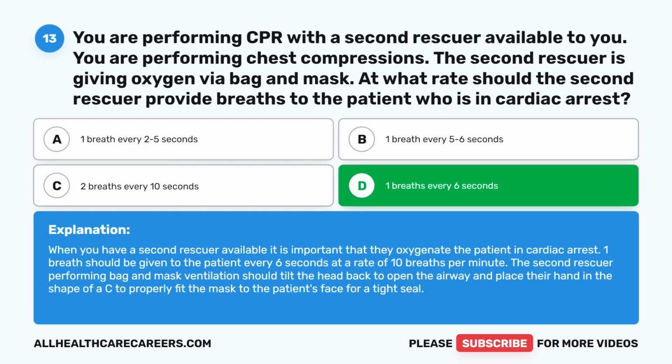When you have a second rescuer available, it is important that they oxygenate the patient in cardiac arrest. 1 breath should be given to the patient every 6 seconds at a rate of 10 breaths per minute. The second rescuer performing bag and mask ventilation should tilt the head back to open the airway and place their hand in the shape of a C to properly fit the mask to the patient's face for a tight seal.